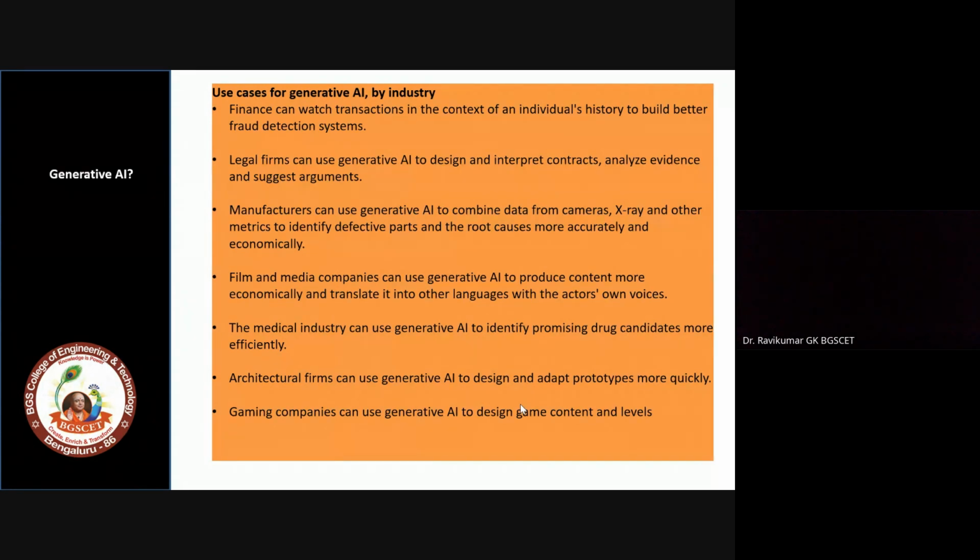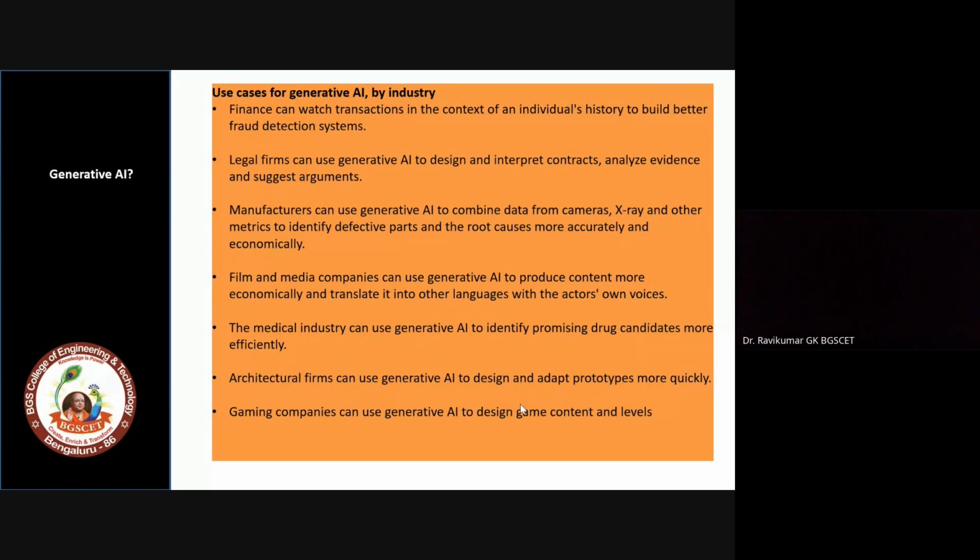To detect fraud, we used to generate some set of codes and some set of models to predict by using generative AI. It was helping us in a very big way to identify fraud. And a legal firm can use generative AI design to interpret the contract, analyze evidence, suggest arguments, or whatever it is.